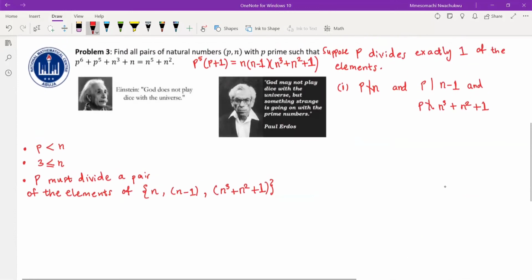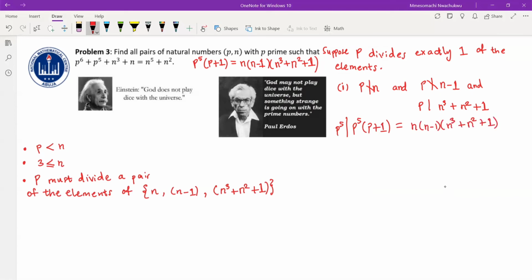Okay, so the last part will be p divides n cubed plus n squared plus 1, but does not divide the other two. So we have, this implies that p to the 5th power divides p to the 5th power into p plus 1, which is equal to n into n minus 1 into n cubed plus n squared plus 1. Okay, so we can throw away n into n minus 1. And so we have p to the 5th power divides n cubed plus n squared plus 1.